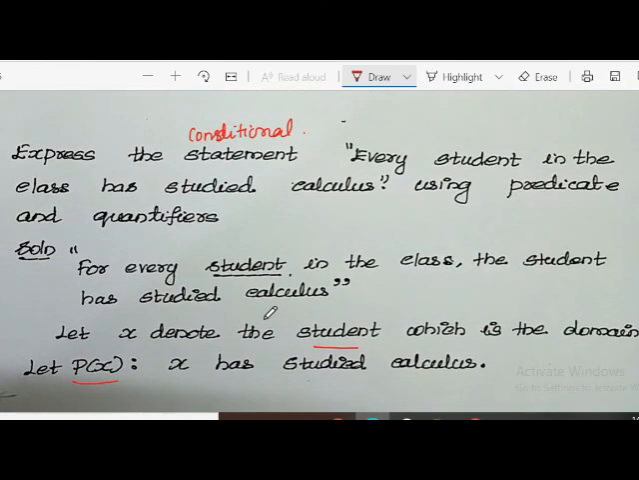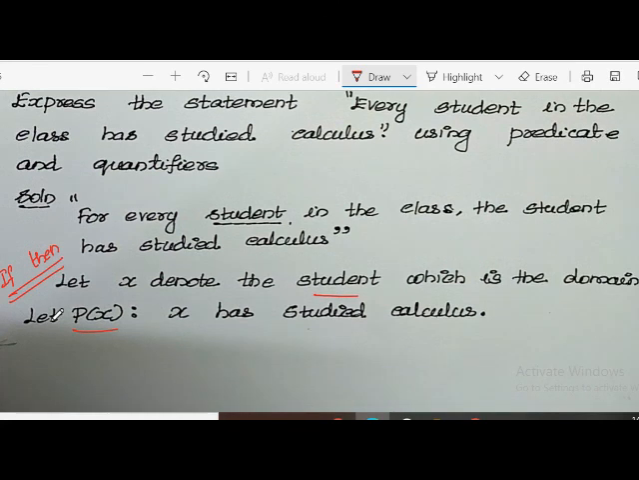So you can use conditional, the connective word. What is the connective word? The connective word is if then. It is better to use this connective word in this statement. You can apply the connective word here. So now this statement can be expressed as, I can express this as for every student X in the class, every student X in the class, X has studied calculus.